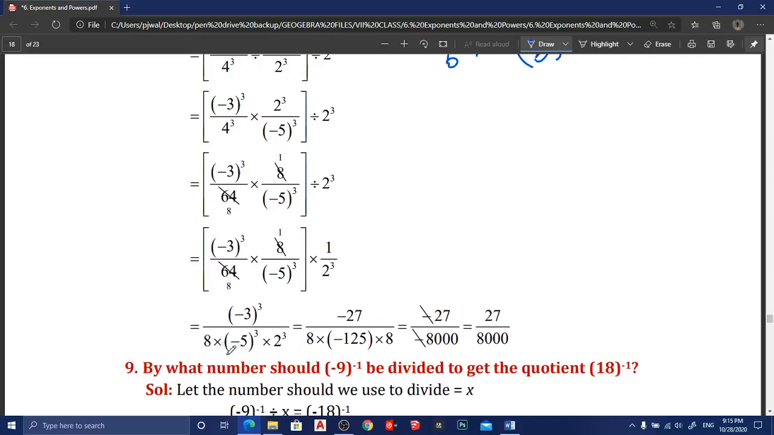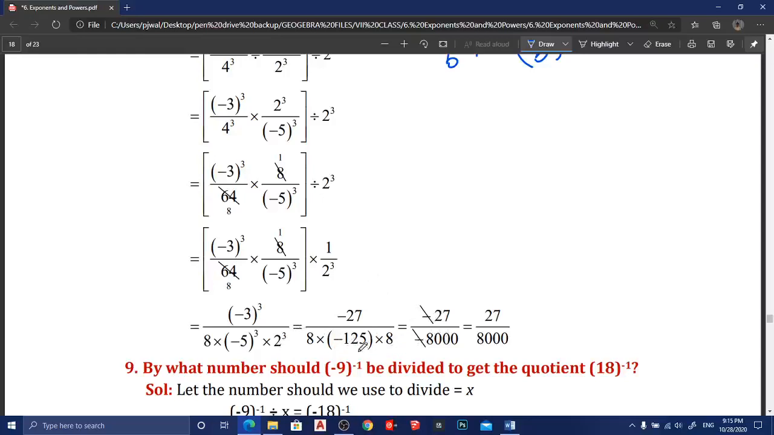Next, this is 8 into minus 5 cube, which means 5 5s are 25, 25 5s are 125, which is minus 125 up to here. Into 2 cube means 8 here. 2 2s are 4, 4 2s are 8. Next, multiply all these terms.